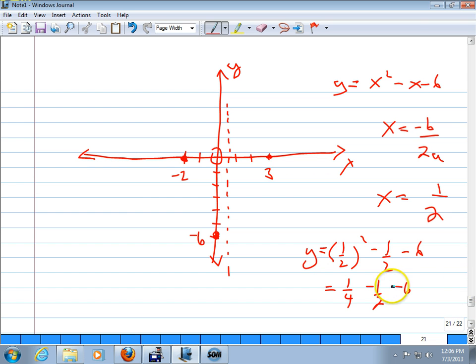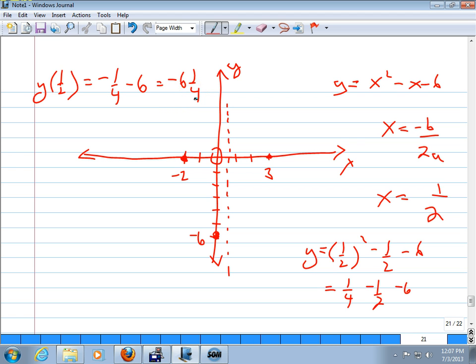Whoa. What is it? It's negative 1/2, isn't it? Because if you need common denominators, you multiply top and bottom here by 2, right? So you get 2/4. So it's 1/4 minus 2/4, which is negative 1/4. So I get that y of 1/2 is negative 1/4 minus 6. In other words, negative 6 1/4.